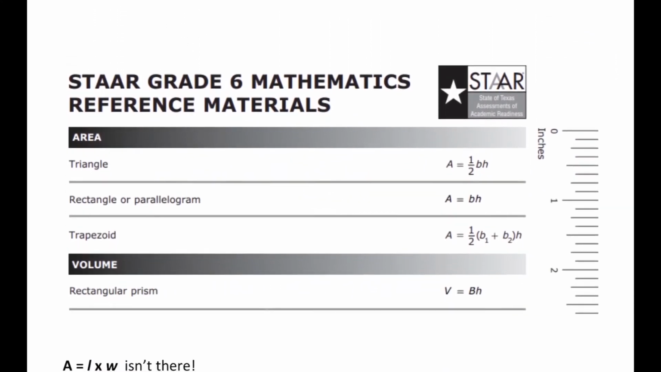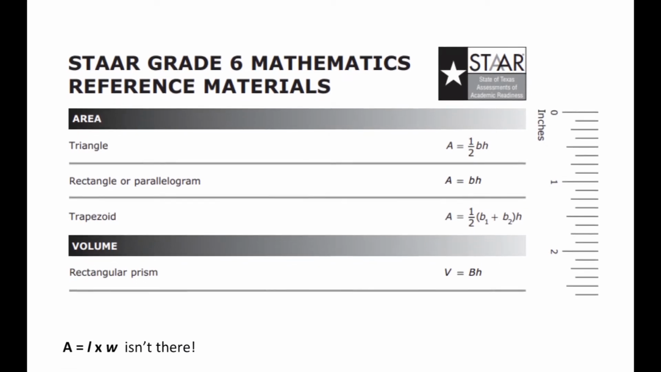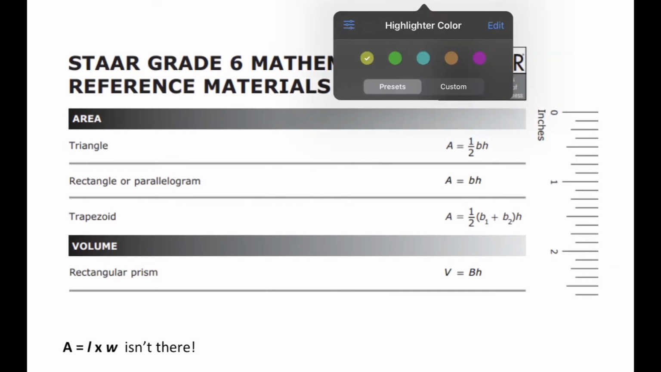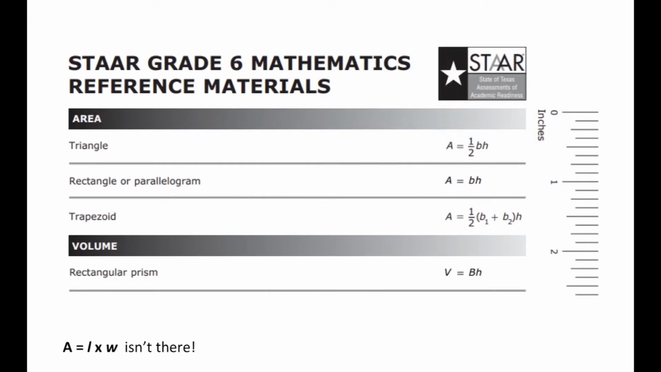Now let's pause for a second and look at our STAAR reference chart, or our MVP. What do we notice? Area, triangle, rectangle or parallelogram, trapezoid. I'm not seeing length times width anywhere. I don't see length times width. I don't see length times width. And I don't see length times width. Length times width is not there. So I find that kind of interesting. So that's what I learned. I learned that in third and fourth grade.